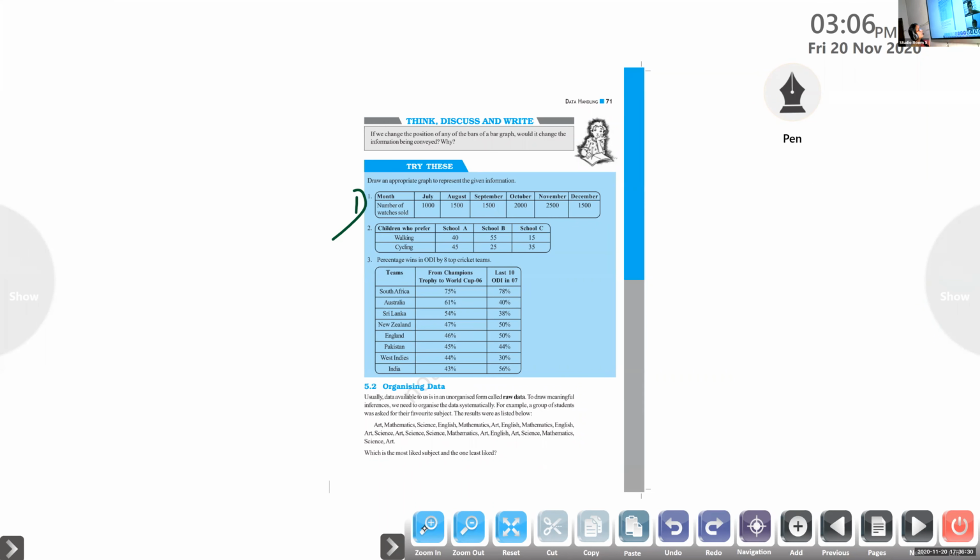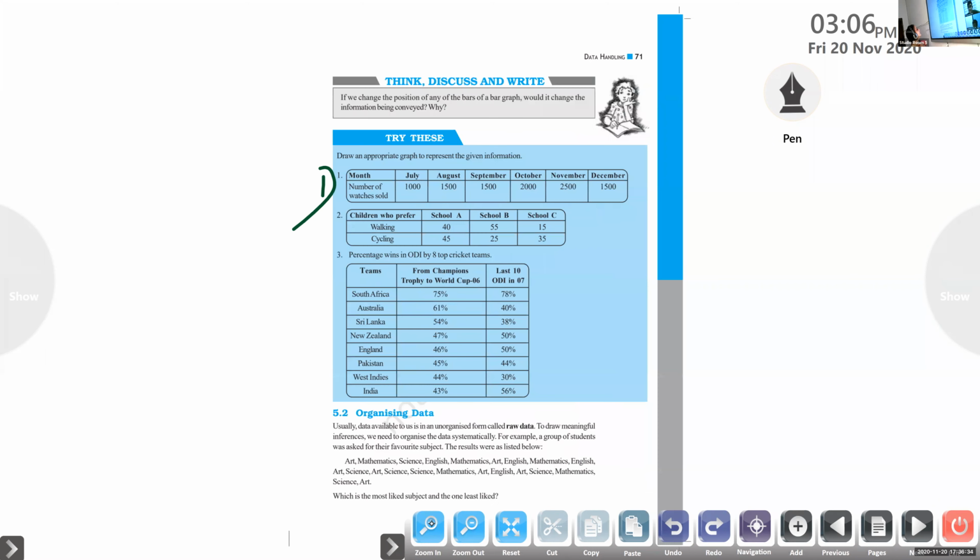Ma'am, can you zoom it? Yes. First of all, write the first question. Question number 1. Draw a bar graph for the following data. Then take this table: month, July, August, September, October, November, December, and number of watches sold out. Write the question.